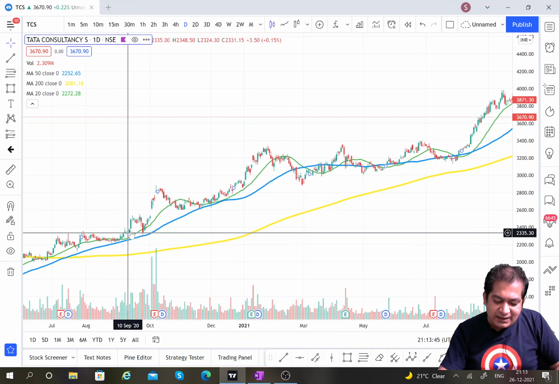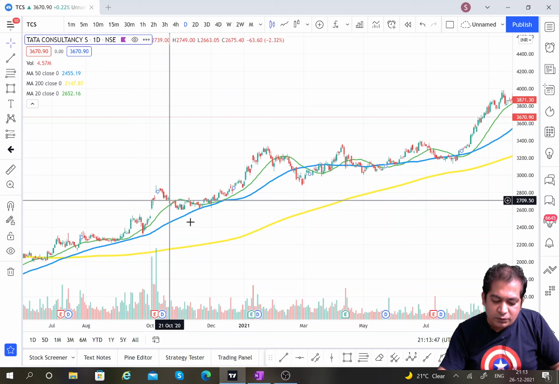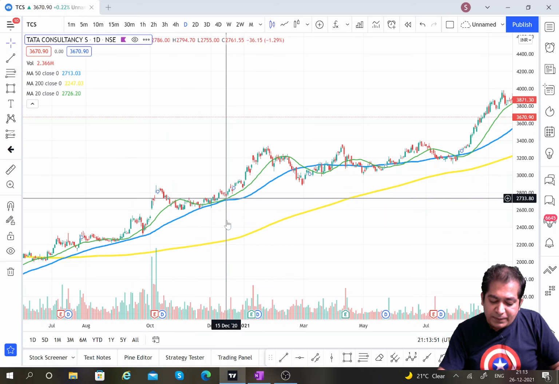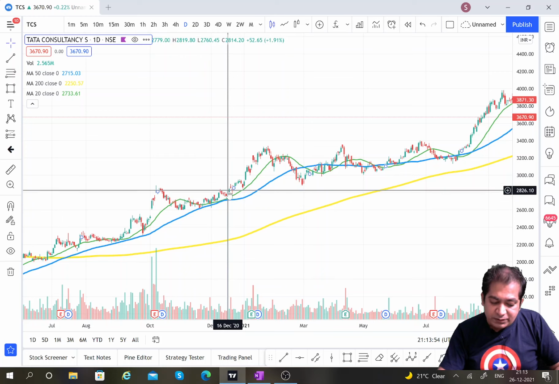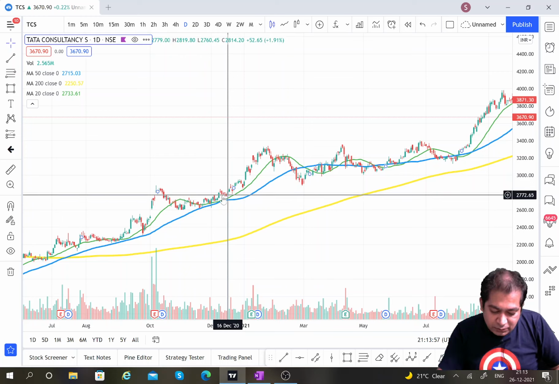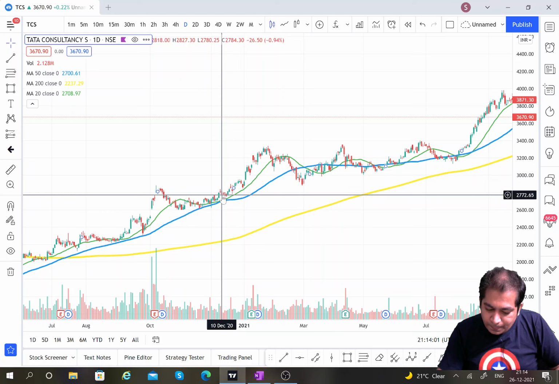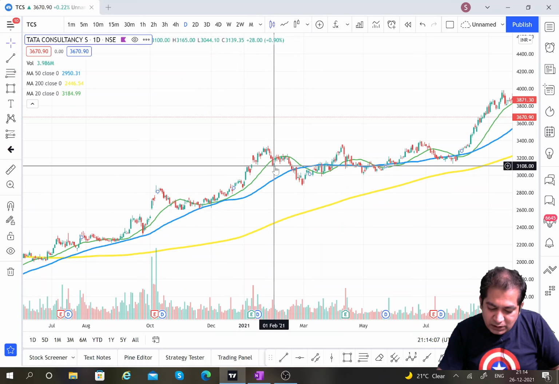So let's say sir, the crossover is not happening, okay, here the crossover happened. Now the price is above the 200 moving average, you will enter at this point. So you will enter at what point? The crossover happened here. So you will enter at 2722 and you will exit where? You will exit when the price closes below the 20 period moving average, that is 3108.